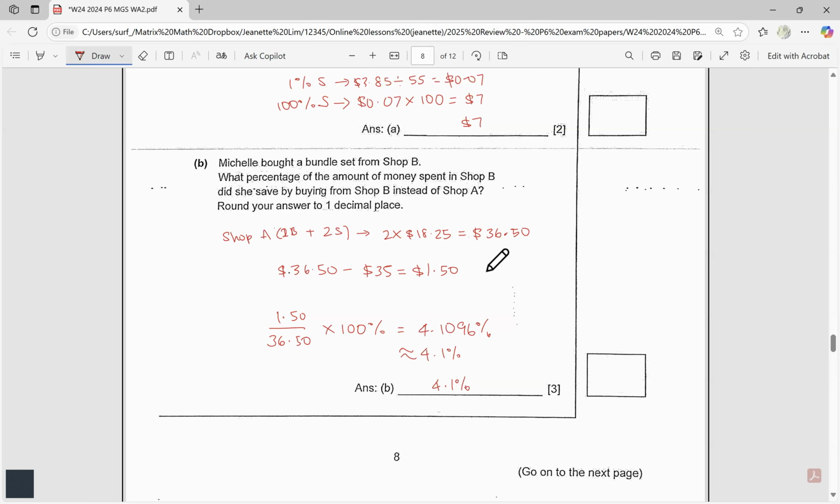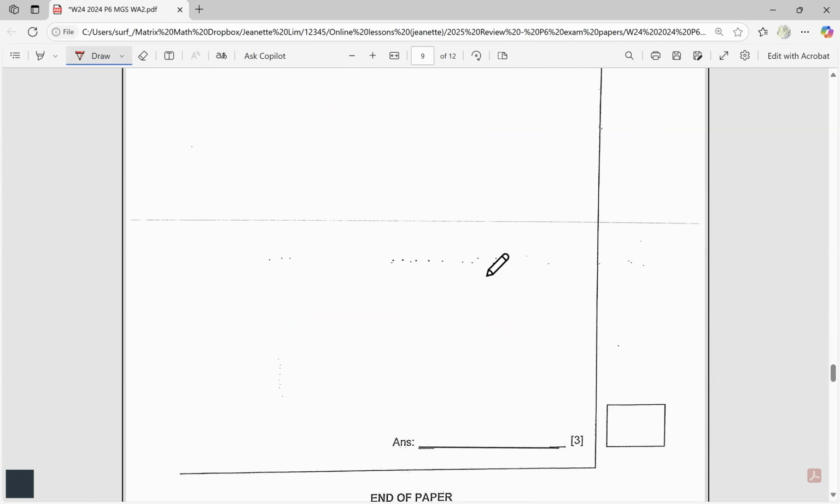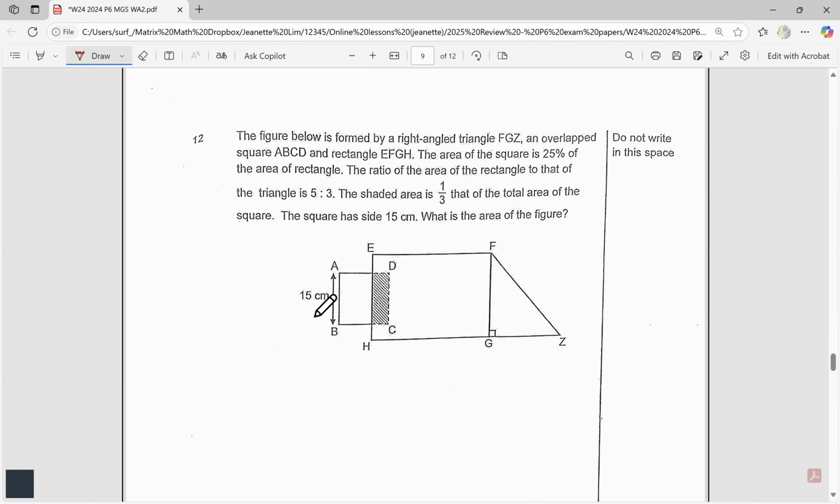Okay, last question. Figure below is formed by a right angled triangle FGZ, overlapped square ABCD, and a rectangle EFGH. Area of the square is 25% of the area of the rectangle, the ratio of the area of rectangle to the triangle is 5:3. Shaded area is 1/3 of the total area of the square. The square has a side of 15 cm. What is the area of the figure?